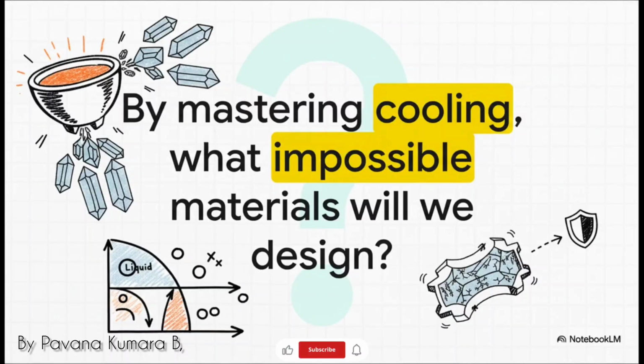Which leaves us with a final thought. We've learned to read this secret language of how metals freeze. By mastering these rules of composition and cooling, we've already created the materials that define our modern world. The only question left is, what seemingly impossible materials will we design next?